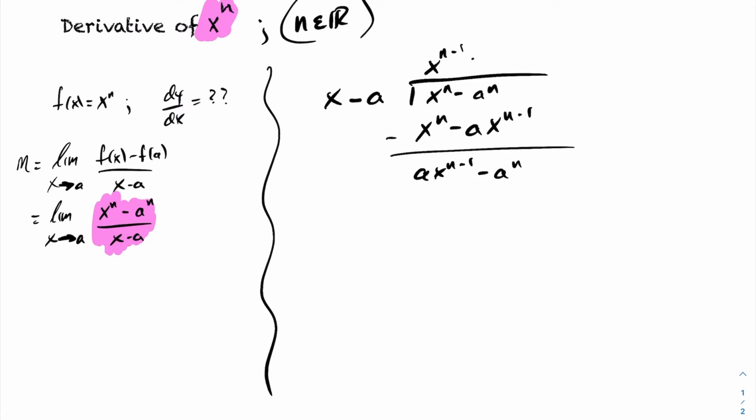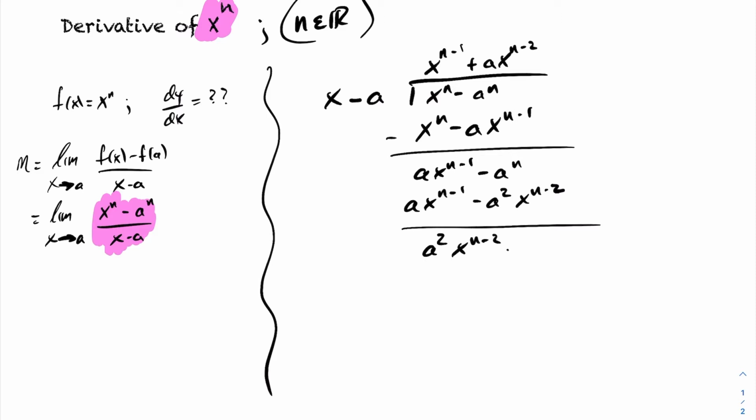Now the next term here will be plus a x to the n minus 2. When I multiply this out, we end up getting a squared x to the n minus 2. And watch when we subtract this here. Again, those leading terms will cancel, and I get here a squared x to the n minus 2 minus a to the n.